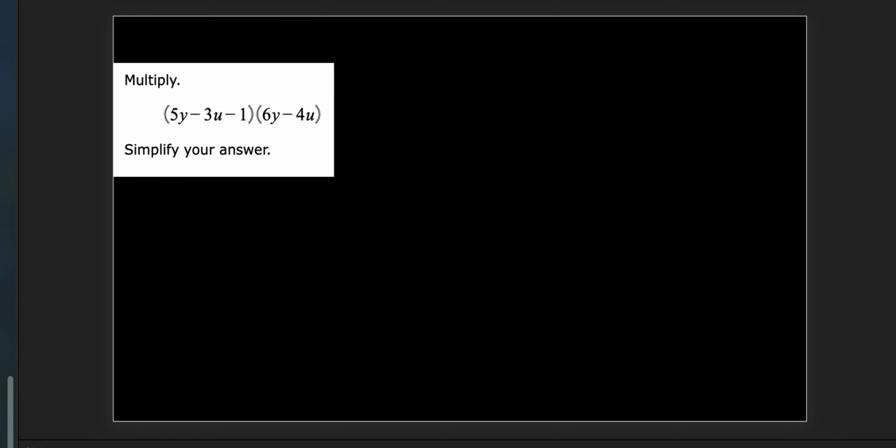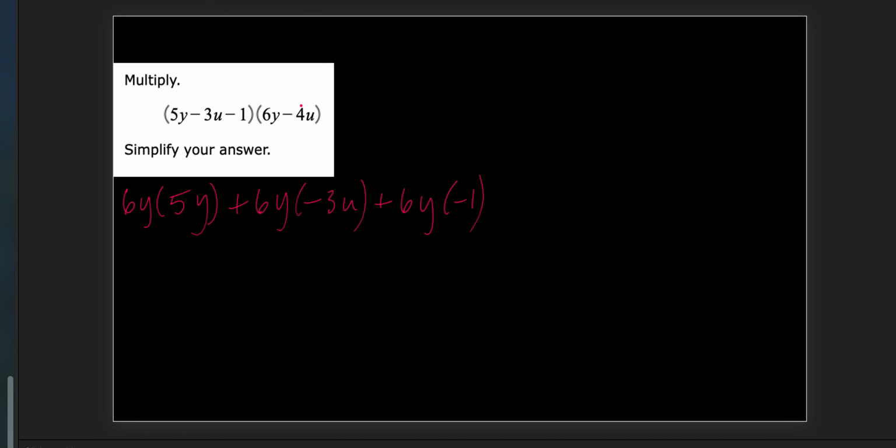Looks like we're doing the same thing for the next problems. So what I'm going to do is start with the 6y. I look in the binomial, and I'd start with the 6y, multiply it by each term. So I'm going to write that down. And then what I'm going to do is multiply that negative 4u by each term and write that down. So 6y times 5y plus 6y times negative 3u, and then plus 6y times negative 1.